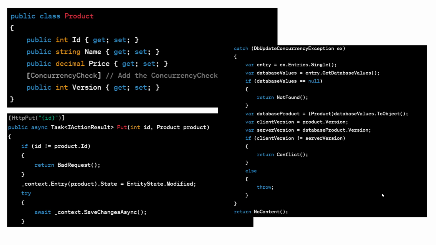The method retrieves the current database values for the record and compares the version number in the client update request to the version number in the database. If the version numbers do not match, a conflict response is returned. Otherwise, the exception is rethrown to be handled by the global exception handler. By implementing optimistic concurrency control in your ASP.NET Core Web API, you can ensure that multiple clients can access and modify a resource simultaneously, while minimizing the risk of data inconsistency.